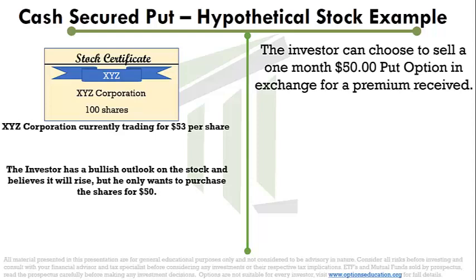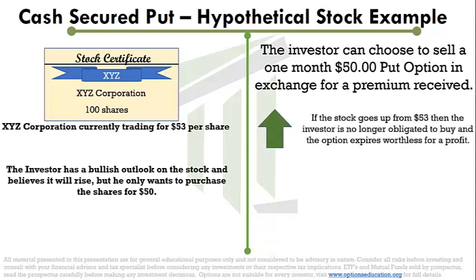Now, over the course of the next month, that stock can move 3 directions. It can move up, down, or sideways, and we have to look at all ways that it can move. So if the stock goes up from 53, then the investor is no longer going to be obligated to buy the stock, and the option that was sold will expire worthless for a profit.